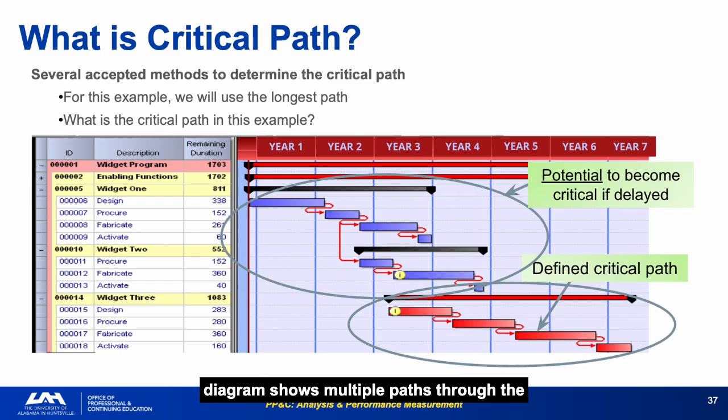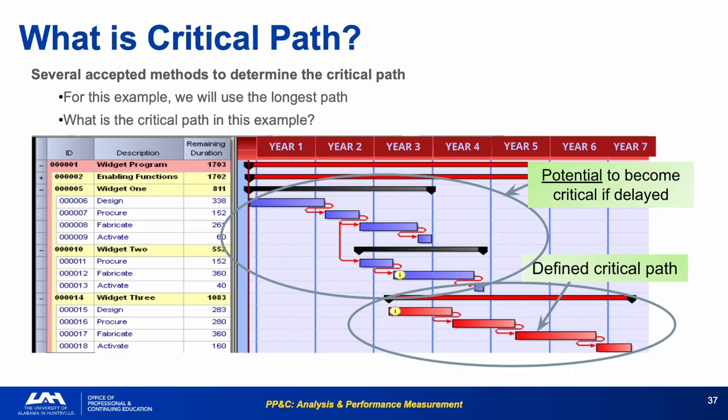The diagram shows multiple paths through the schedule and highlights one as the critical path. The longest path through the network is the one that defines the end date. A project with only one critical path and many near-critical paths is at higher risk than a project where the critical path is clearly dominant and other paths have substantial float.